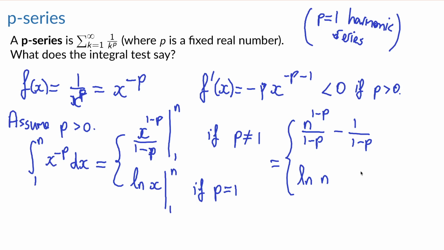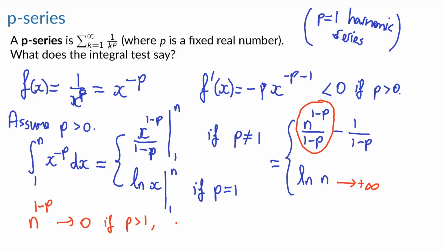Okay, under what circumstance does this expression not blow up as n goes to infinity? Right, so this one down here goes to infinity. But for this one up here, n to the 1 minus p over 1 minus p, what matters is this 1 minus p. Is that a positive exponent or is it a negative exponent? Right, so this n to the 1 minus p goes to 0 if p is bigger than 1, and instead n to the 1 minus p goes to infinity if p is smaller than 1.